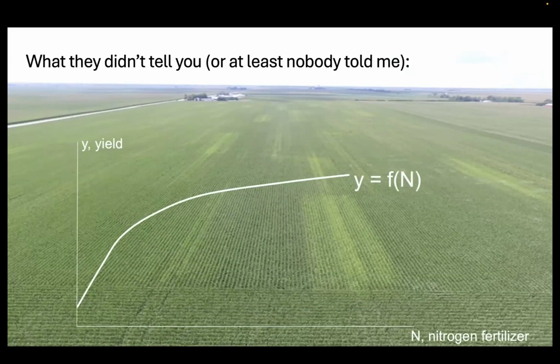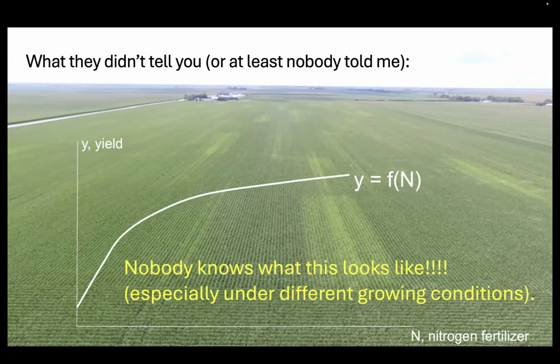All right. What they don't tell you in that econ course, or at least nobody told me, was that nobody knows what this function looks like, especially for agriculture and especially under different growing conditions. Because crop agriculture has so many variables, types of soils, types of weather, it can be very hard to take from data what the relationship of input to output is, because there are so many other variables involved.